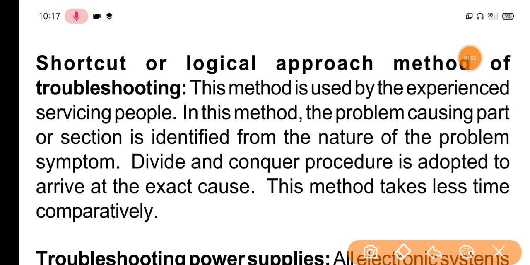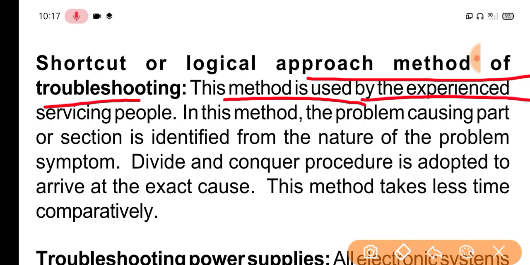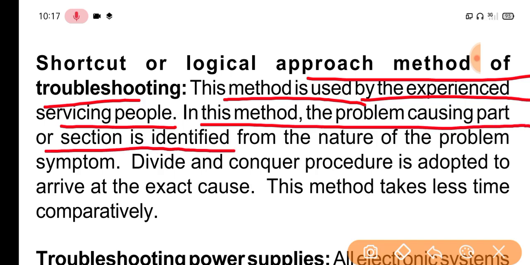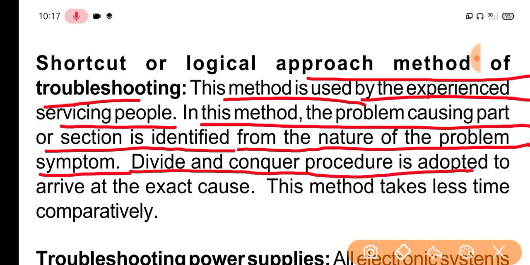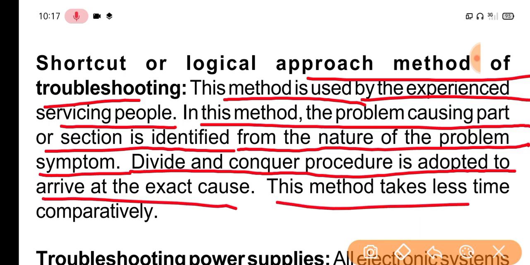Shortcut or logical approach method of troubleshooting. This method is used by experienced servicing people. In this method, the problem causing part or section is identified from the nature of the problem symptoms. Divide and conquer procedures are adopted to arrive at the exact cause. This method takes comparatively less time.